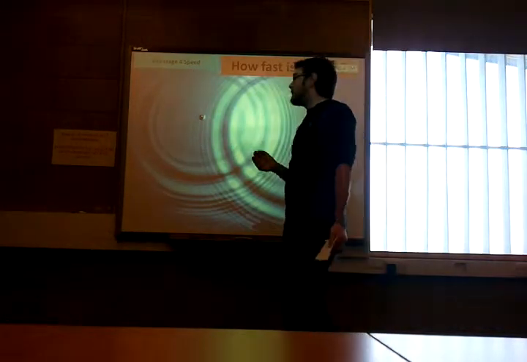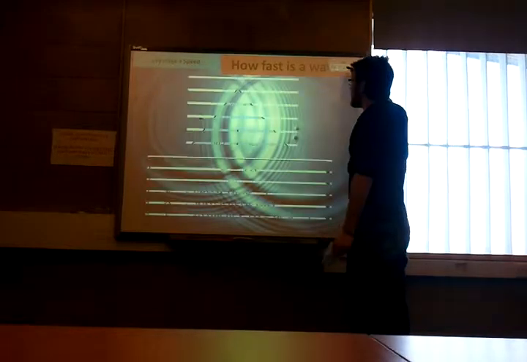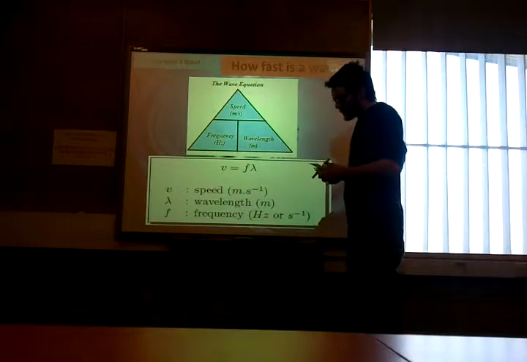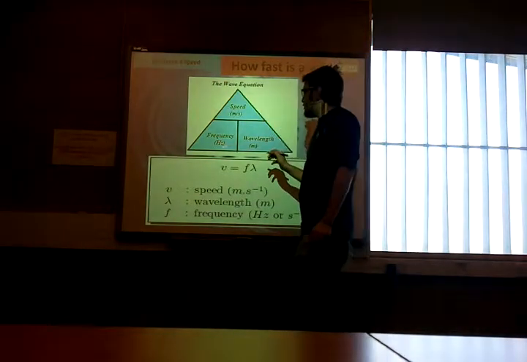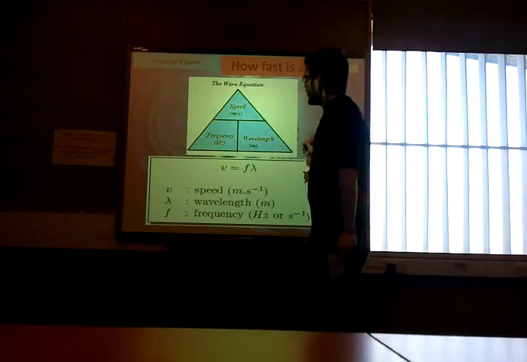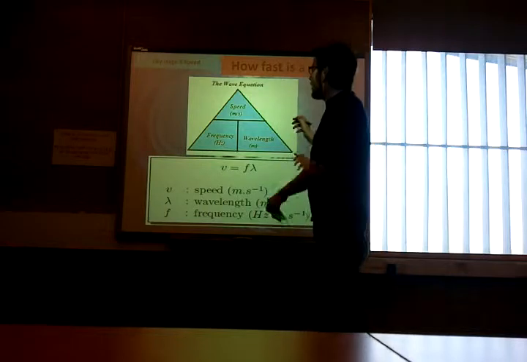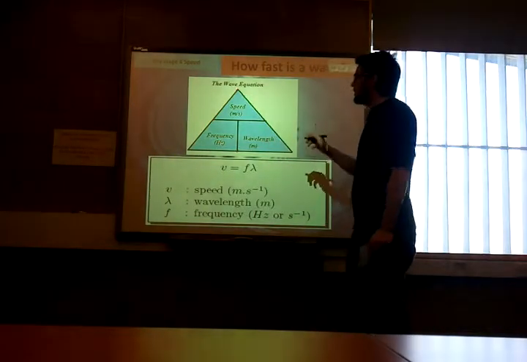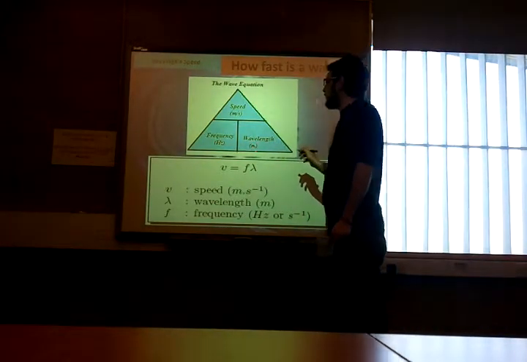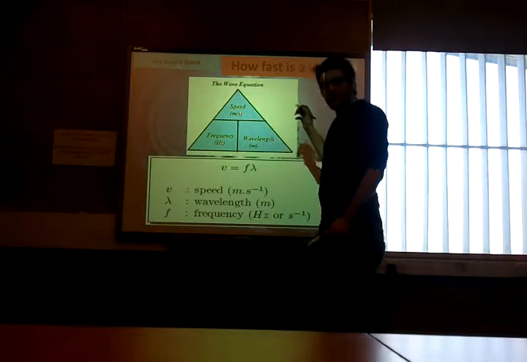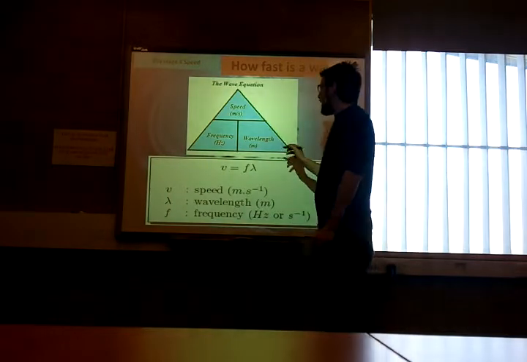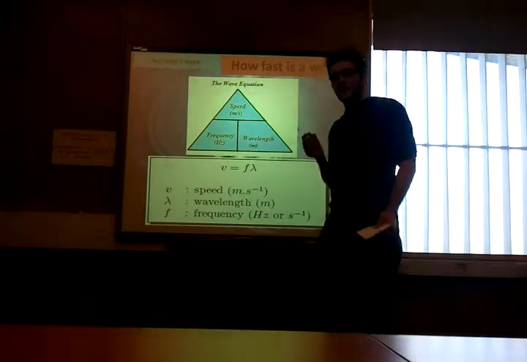So how fast do waves travel? So here we've got our wave equation, okay? Speed is equal to frequency times by the wavelength. So hopefully by now you'll all recognise this diagram for your formula triangle. We've got speed at the top, frequency bottom left, wavelength on your right. So speed, which is always meters per second, frequency as we discussed, which is in hertz, and wavelength, which is actually measured in meters.